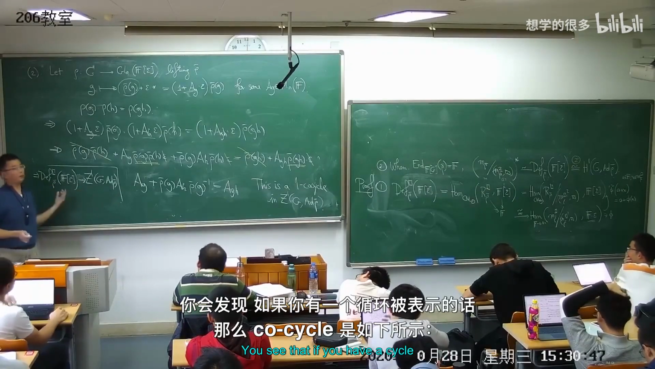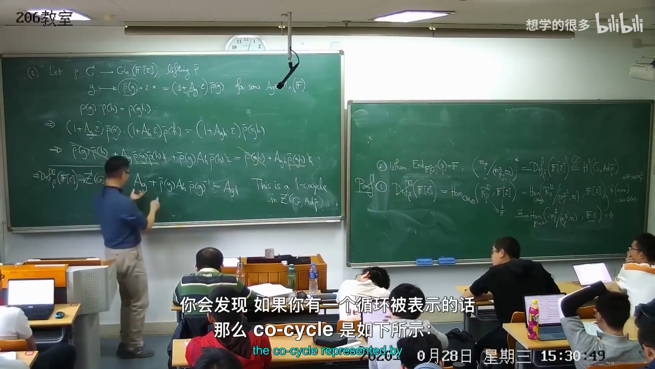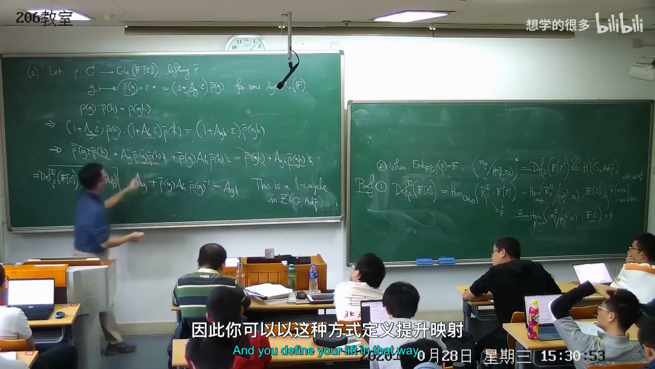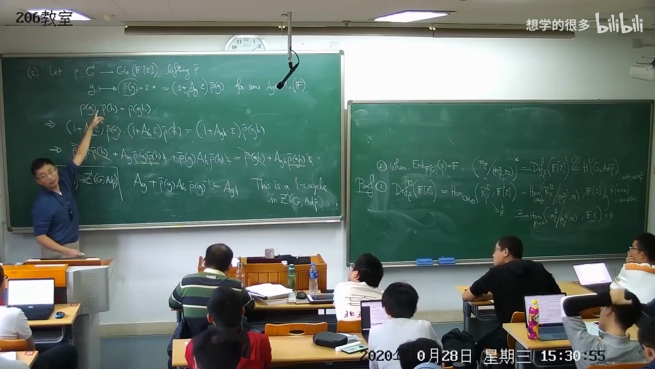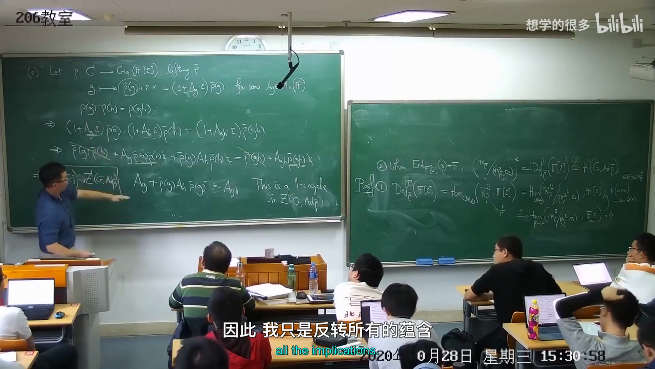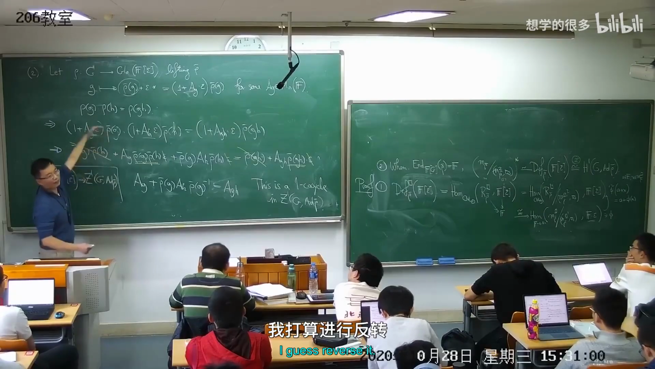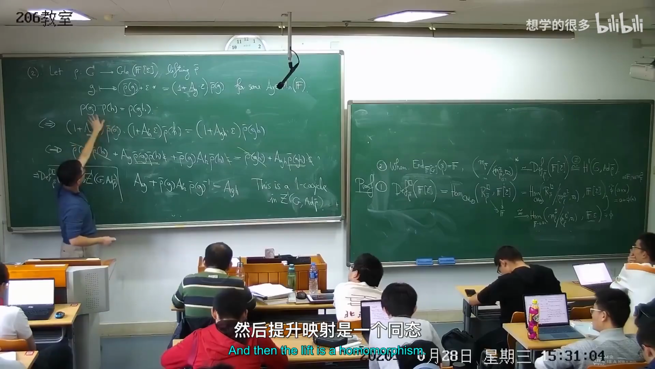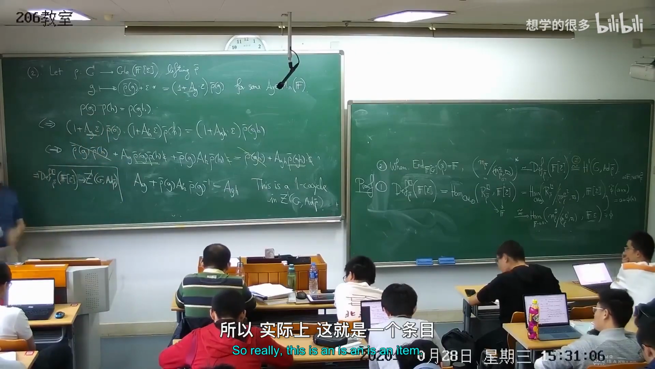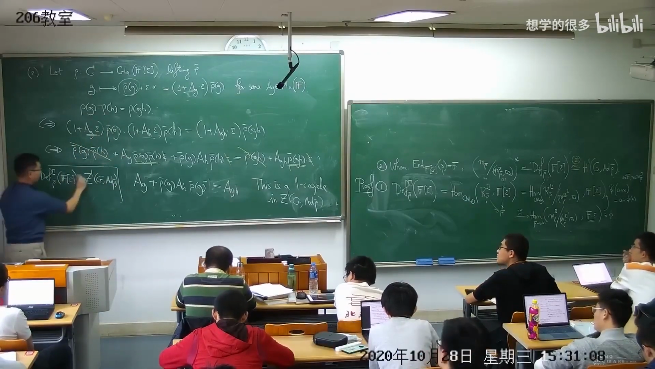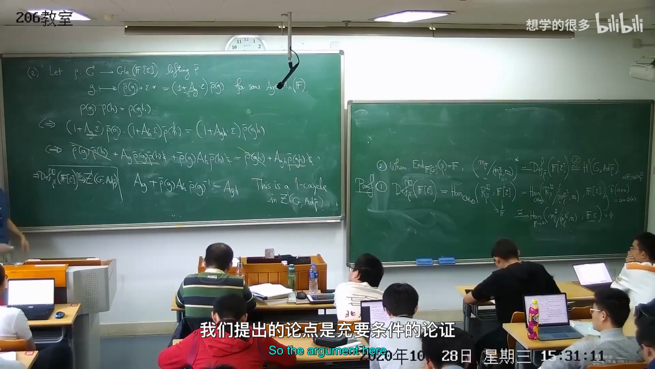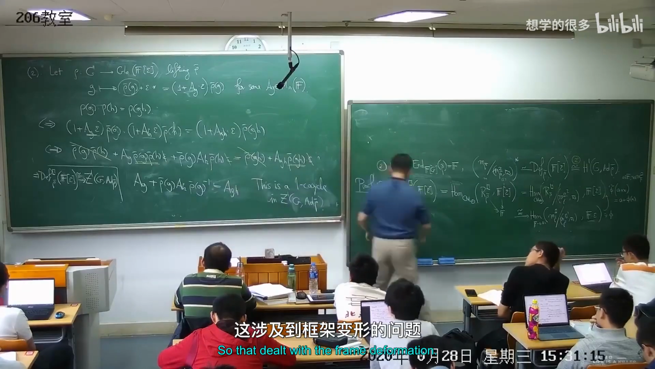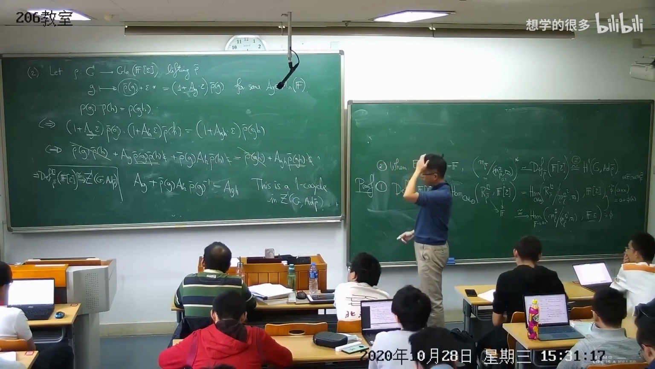If you have a co-cycle represented by AG, AH, and AGH, and you define your lift in that way, I'm just reversing all the implications. You can reverse it, and that tells you that the lift is a homomorphism, and that is a lift. So really, this is an isomorphism. The argument we give here is an if and only if argument. So that dealt with the frame deformation.